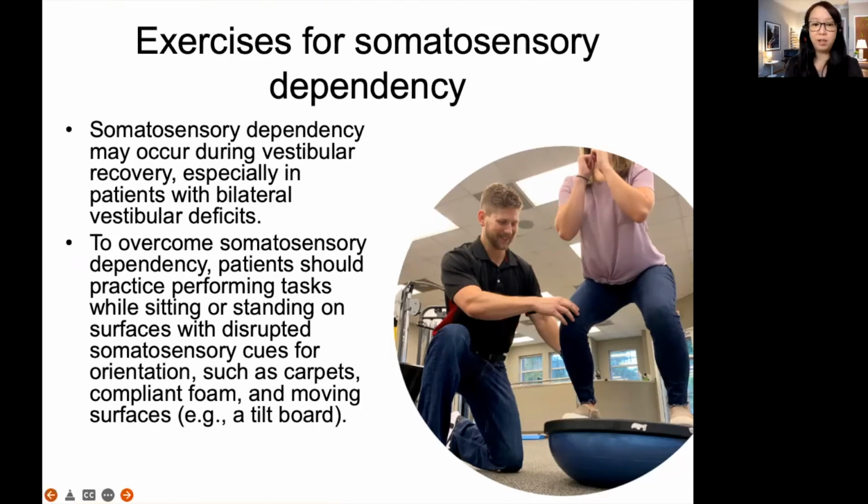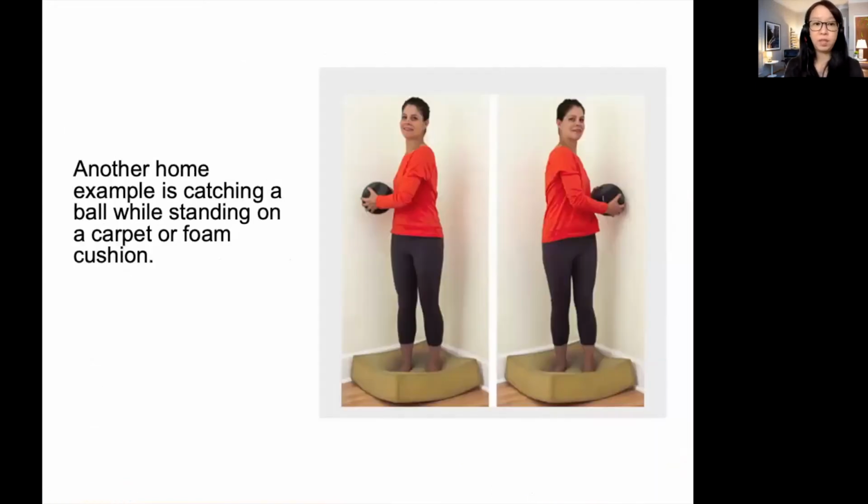How do you do that? You can make them stand on this tilt board, which is quite hard to balance on. Or at home, you can do activities like catching a ball on a carpet or a foam cushion like this. At home, I think you would have some foam cushion. Make sure that it is deep enough so that you don't feel the ground. So you don't feel the solid ground, and the exercises will help you build up more core muscles and help you learn how to rebalance yourself without relying on what you feel from the ground.